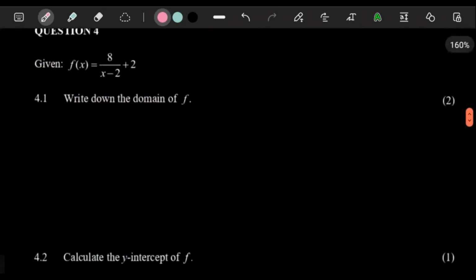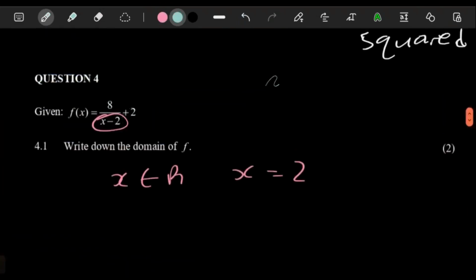Question number 4. It says here, we're given a hyperbola. They want us to give the domain. Now remember, the domain of a hyperbola is always going to be x is an element of R. However, you always need to say that x cannot be equal to the opposite of this value. Because remember, if you're ever going to sketch this graph, your x asymptote is where x is a positive 2. So somewhere at positive 2, you have an asymptote. And then this plus 2 is going to give us a y asymptote.